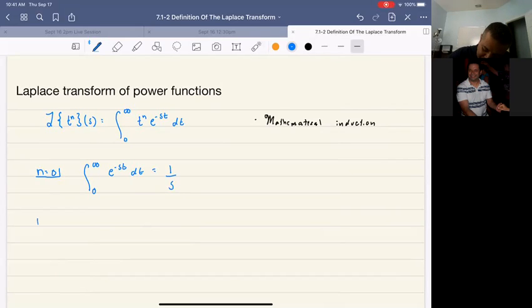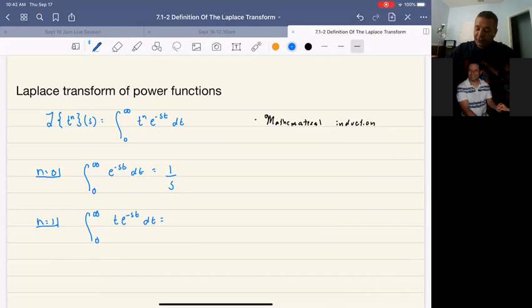Let's take n equals 1. So the integral from 0 to infinity of t e to the negative st dt. Here we're going to have to do this by integration by parts. Remember, when we have a polynomial times an exponential, we always let u be the polynomial. So u equals t, dv is e to the negative st dt, du is dt, and v is negative e to the negative st divided by s.